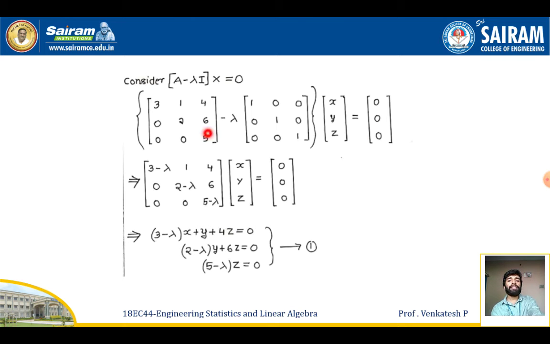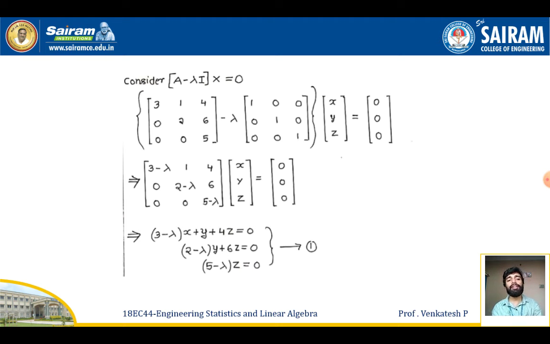On subtracting this, I got the matrix with rows (3 minus lambda, 1, 4), (0, 2 minus lambda, 6), (0, 0, 5 minus lambda) times (x, y, z) equal to the zero matrix. On multiplying, we'll have (3 minus lambda) x plus y plus 4z equal to 0, (2 minus lambda) y plus 6z equal to 0, (5 minus lambda) z equal to 0. Call this equation number 1.